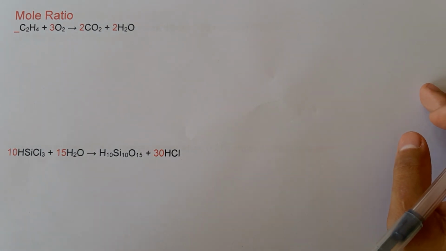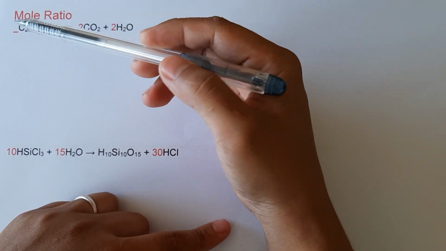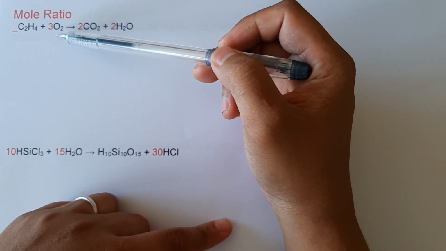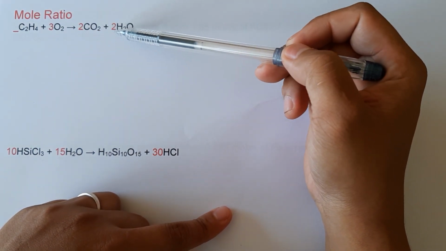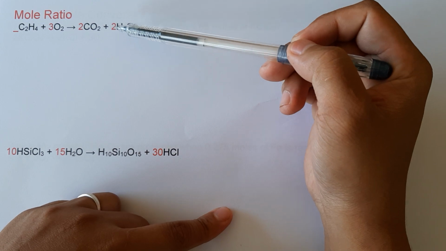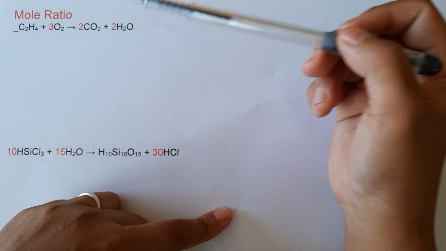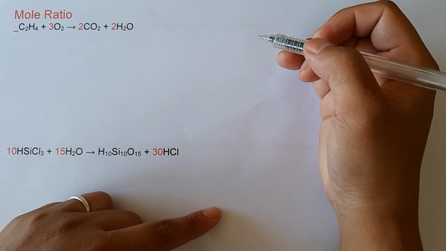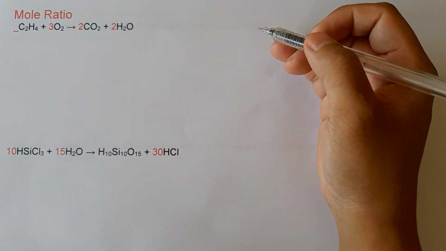By simply looking at the balanced chemical equation, just like here, I have here butane added to 3 molecules of oxygen gas produces 2 molecules of carbon dioxide and 2 molecules of water. Basically, this is a balanced chemical equation. So, what is the mole ratio that we call? The mole ratio is the ratio of each component to one another.